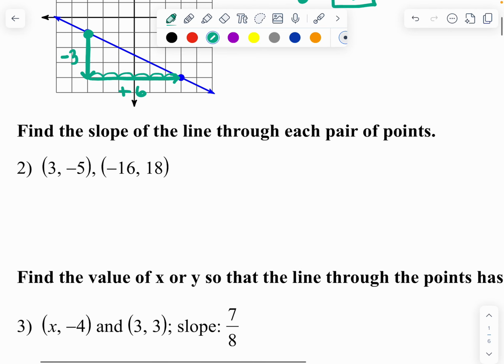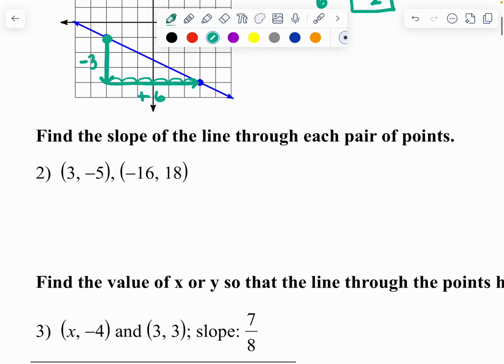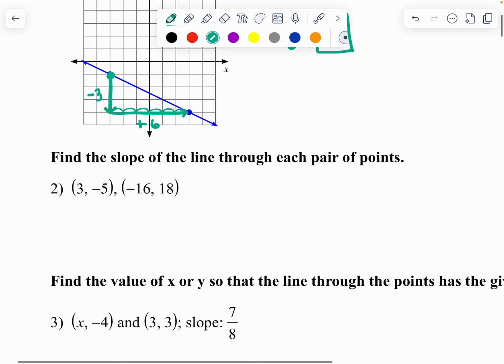Find the slope of the line through each pair of points. So on this one, instead of giving you a graph of the line, they just gave you 2 points. So for this, you should know that the slope is y2 minus y1 over x2 minus x1. And that's just a mathematical way of saying rise over run. It's the change in the y's over the change in the x's.